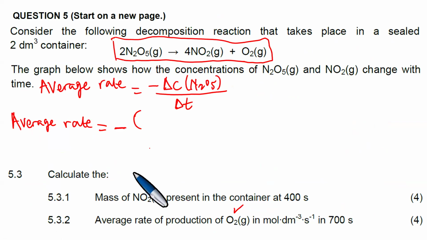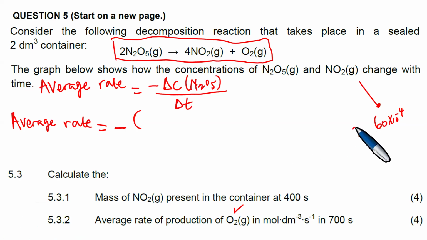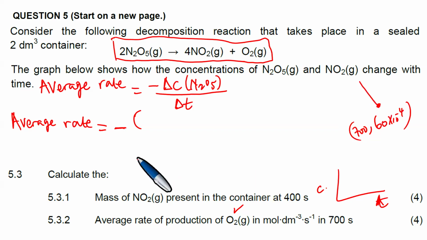So we shall then say the concentration here is going to be what? There is a point like this on the graph that is going down, and it's going to be at 60 times 10 to the minus 4. That is the y. And then the x is the time, 700, because the time is on the horizontal axis. We have the time here and we have the concentration there.